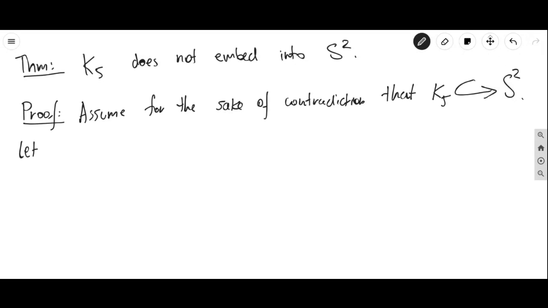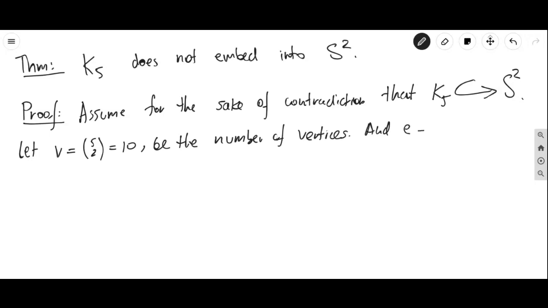Let V be the number of vertices, and E be equal to, okay, I messed it up. So E is 5 choose 2, that's 10, the number of edges. And V is the number of vertices.